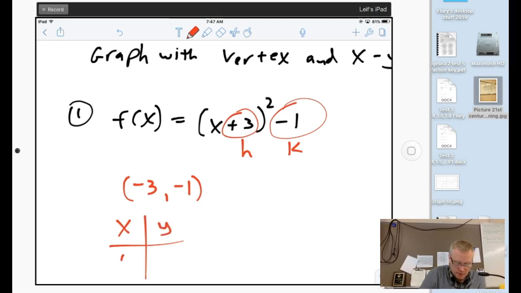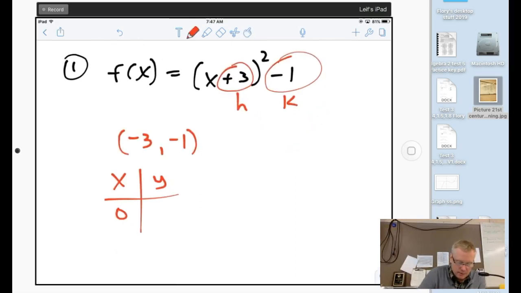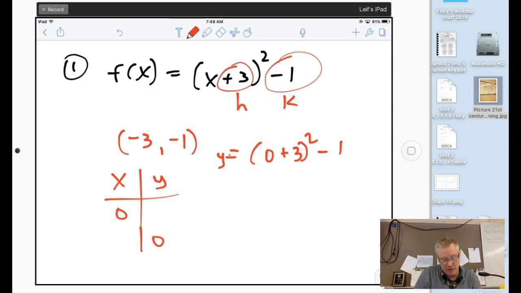So if I plug in 0 for x and 0 for y, what do you get? To find the y-intercept, let me plug in 0 for x, which will give me (0 plus 3) squared minus 1 equals my y-intercept. 3 squared is 9, 9 minus 1 is 8. So that's what I get there.